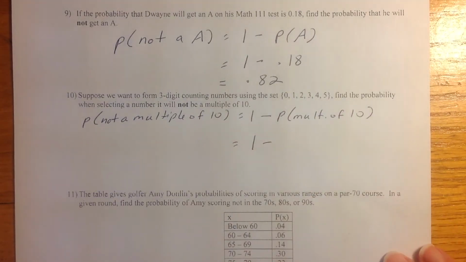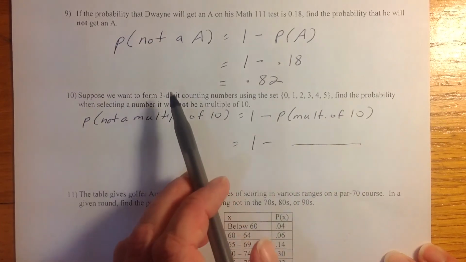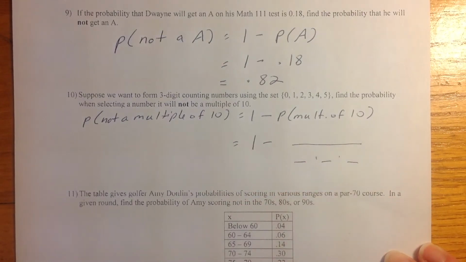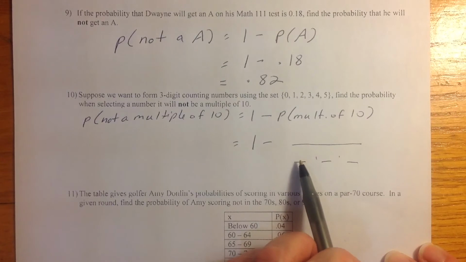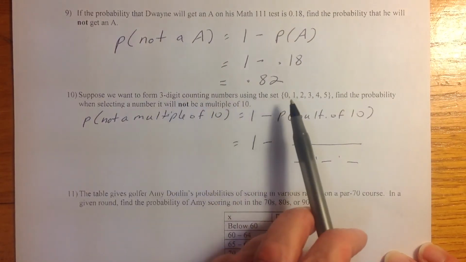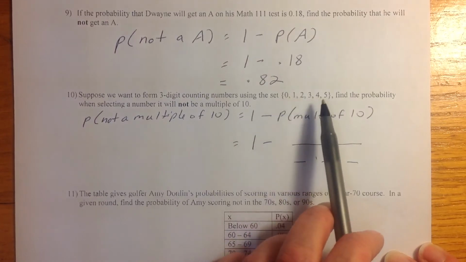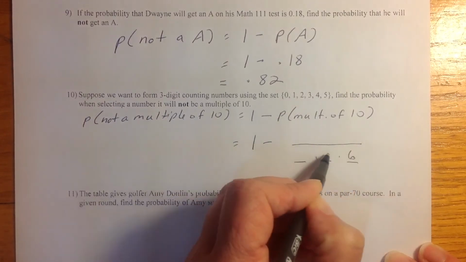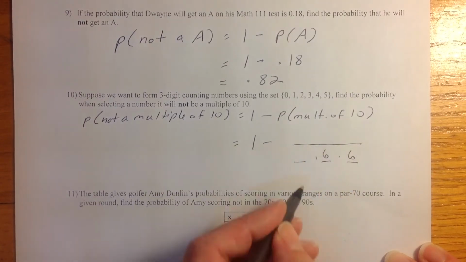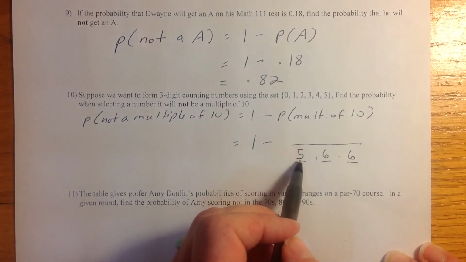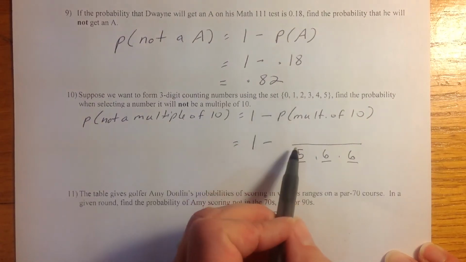Okay, now to do this one, we have to incorporate the fundamental counting principle. So to make a 3-digit counting number, it's always a 3-part job. So we're going to do the denominator first. Remember, the denominator is just the job, no conditions. So the job is to build a 3-digit counting number using these numbers. Well, any of these 6 numbers can go at the end or in the middle, but only 5 of those numbers can be in the front. That's because a 3-digit counting number cannot start with 0.